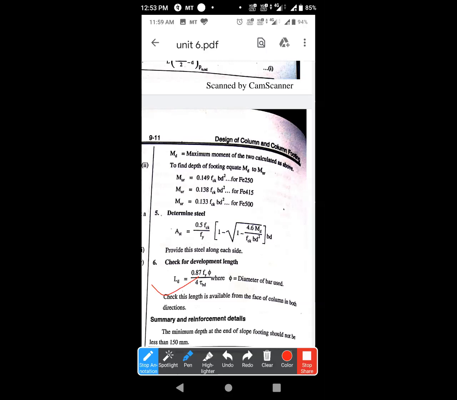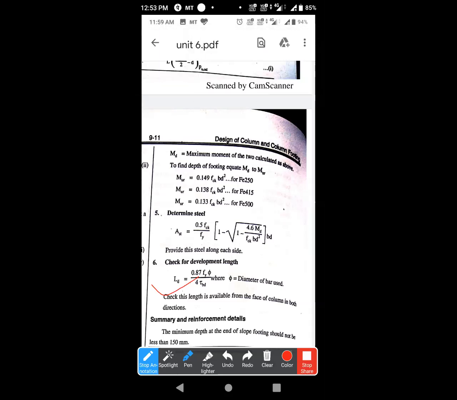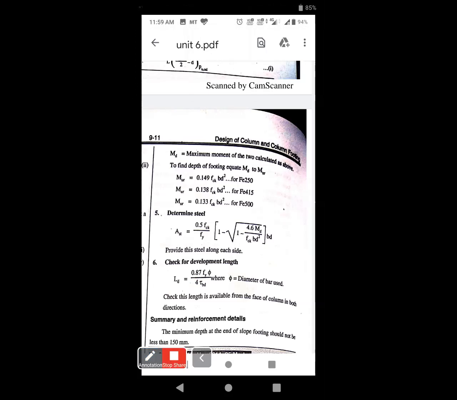The minimum depth at the end of the sloped footing should not be less than 150 mm. You have observed your footing is always inclined on one side. It means at the edge it is minimum, and at the center or at the face of the column it is maximum. Those are the steps for the design of your footing. I have done with this. If you have any doubt, you can ask me.